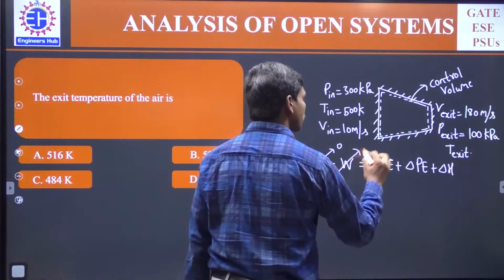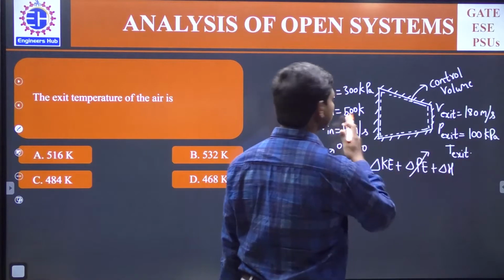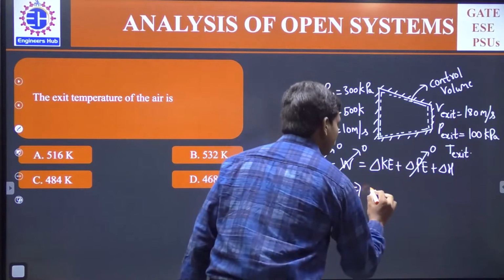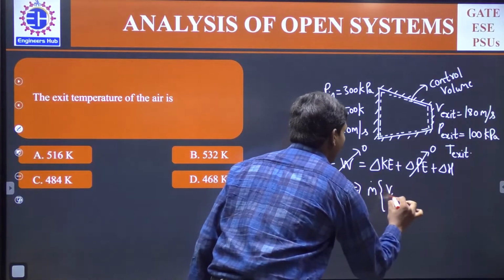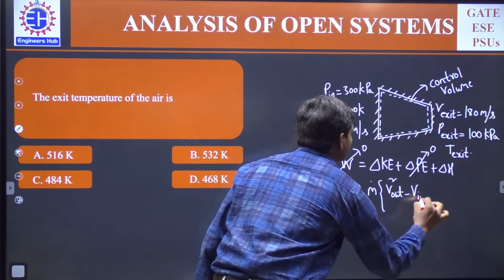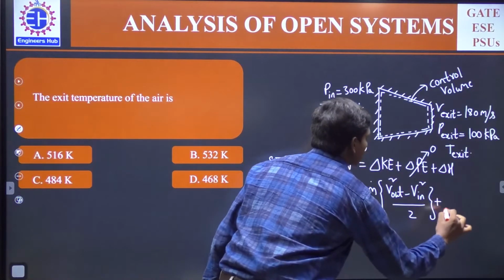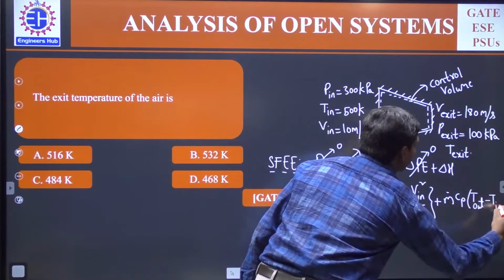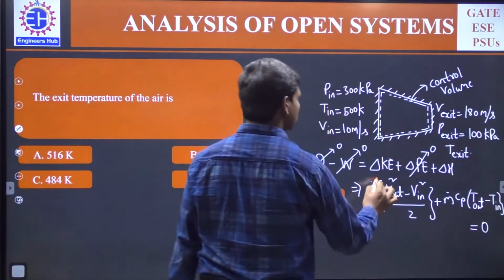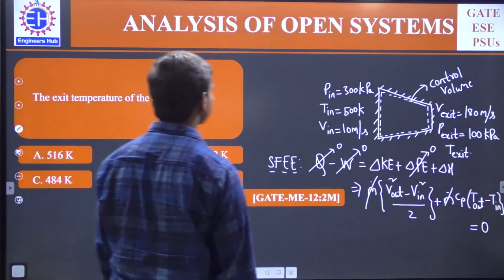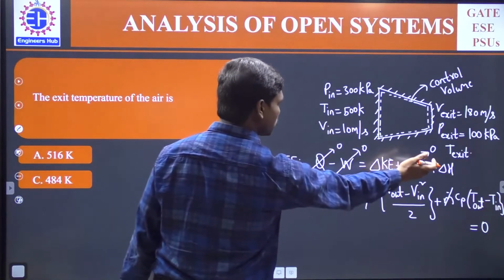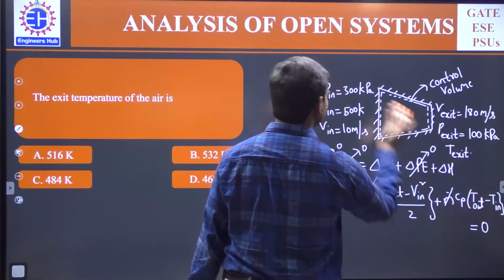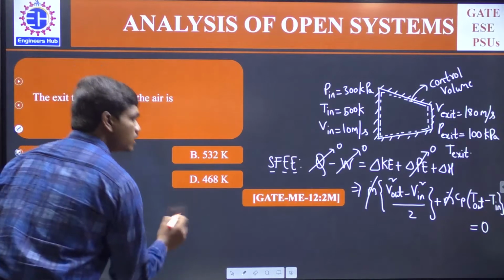Nozzles do not produce any work. Potential energies, nothing is mentioned about datums, so this is also 0. So this implies delta KE plus delta H: m dot into (V out square minus V in square) divided by 2, plus m dot into Cp into (T out minus T in). This quantity has to be 0. Since we are operating under steady conditions, I can cancel both m dots. V in information is given, V out information is given, Cp information is given, T in is given, and T out we need to find out. So let us calculate.